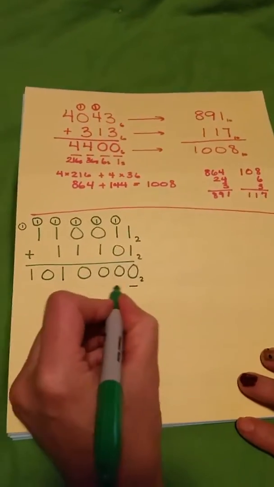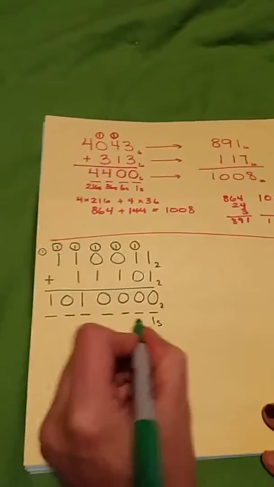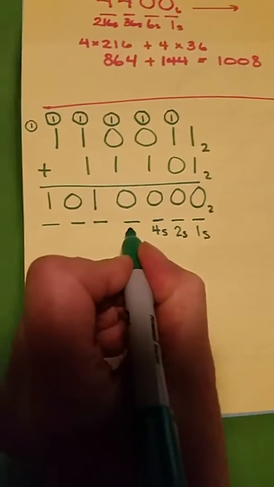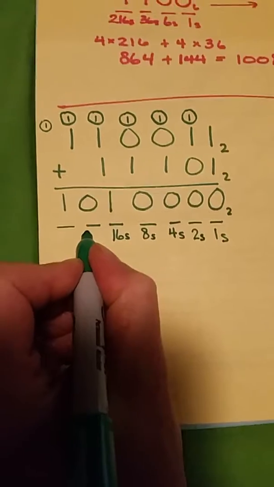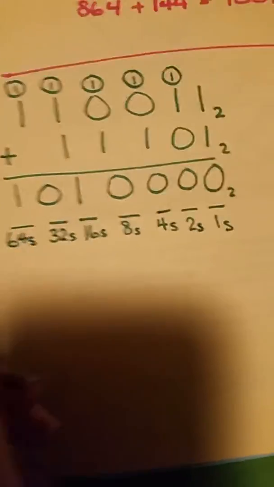Now we want to remind ourselves again, what are these place values? So remember, we start with 1s and then 2s. 2 groups of 2 is 4. 2 groups of 4 is 8. 2 groups of 8 is 16. 2 16s is 32. 2 32s is 64.